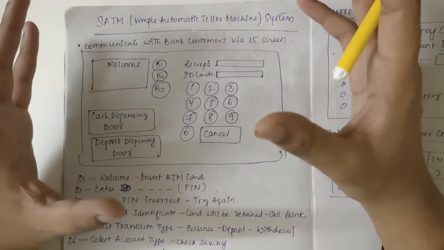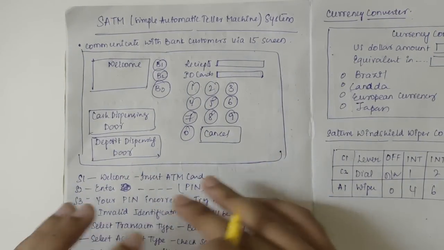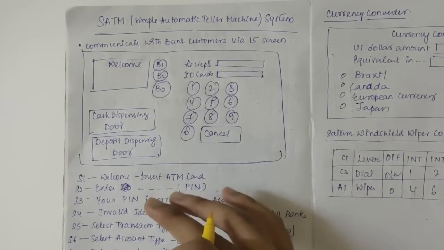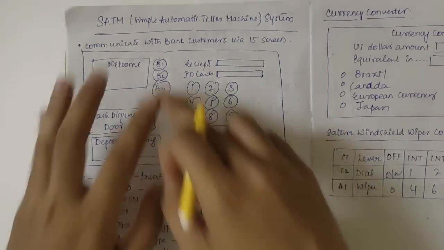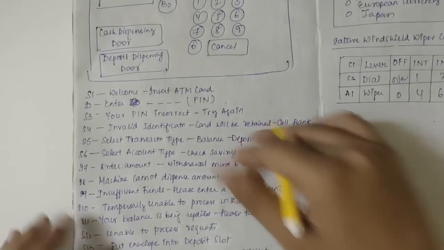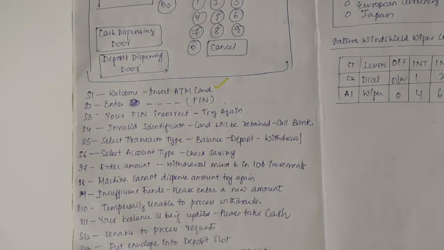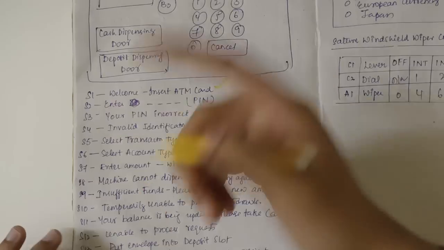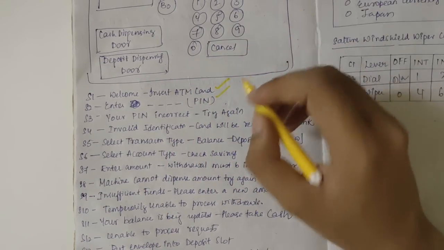This is used to communicate with the bank customers via a screen. This terminal depicts 15 different screens. Let's look into those screens one by one. The first screen says welcome, insert the ATM card. Once we insert the ATM card, they ask us to enter the PIN. That is the second screen.